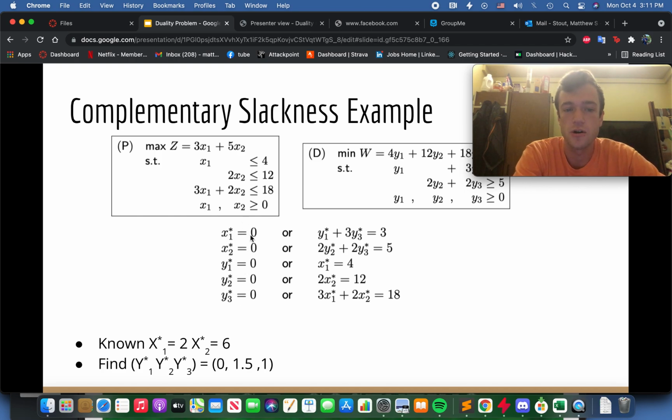Moving to the top, x star 1 equals 0, x star 2 equals 0. Both these are false, and we know they are false from x star 1 equals 2 and x star 2 equals 6. So from that, we can derive that y star 1 plus 3 y star 3 equals 3. We know from the bottom that y star 1 equals 0, and therefore y star 3 has to equal 1. Moving on to the next one, 2y star 3 equals 5 plus 2y star 2. Knowing y star 3 is 1, we can get y star 2 to be 1.5. It's just simple substitution.